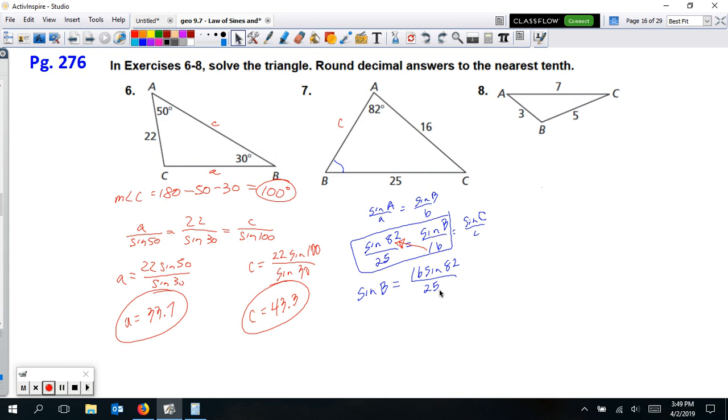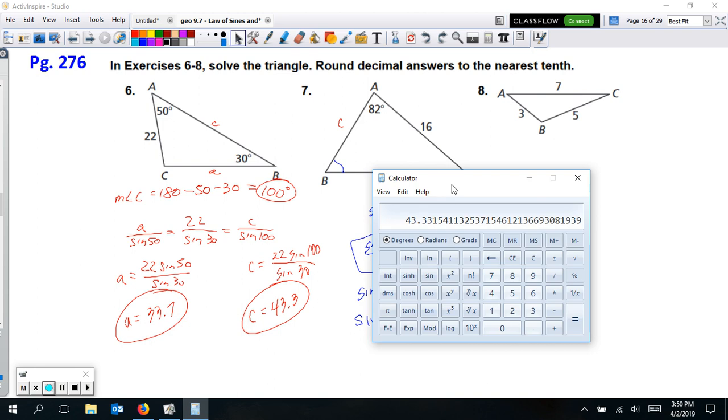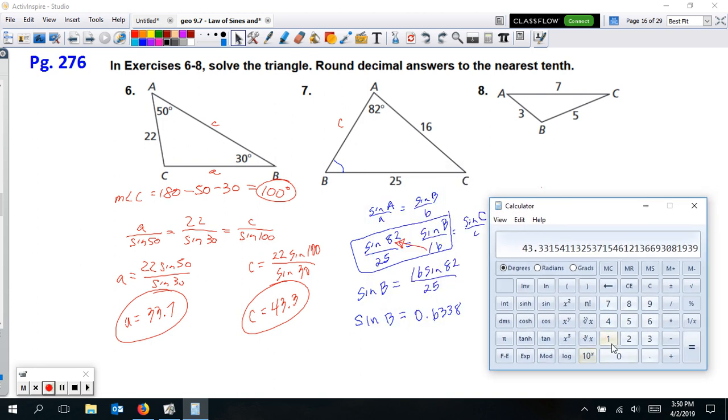So we want to figure out what this is as a number. You can find that out with the calculator again. Just really fast we can do sine of 82, so I had 82 sine and then times 16 equals that number, and then divide it by 25 equals the number I got here, 0.6338. I went 4 decimal places here just for a little further because we're not getting the answer yet, so I don't want the tenth until my very answer.